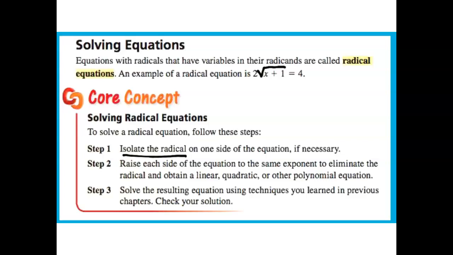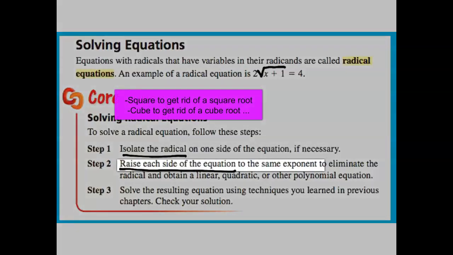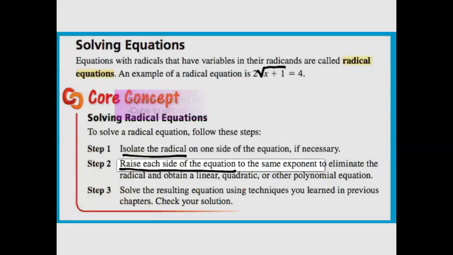The next step is to raise each side of the equation to the same exponent to eliminate the radical. So in this case, since I have a square root, I would be raising both sides of my equation to the second power in order to get rid of that square root.